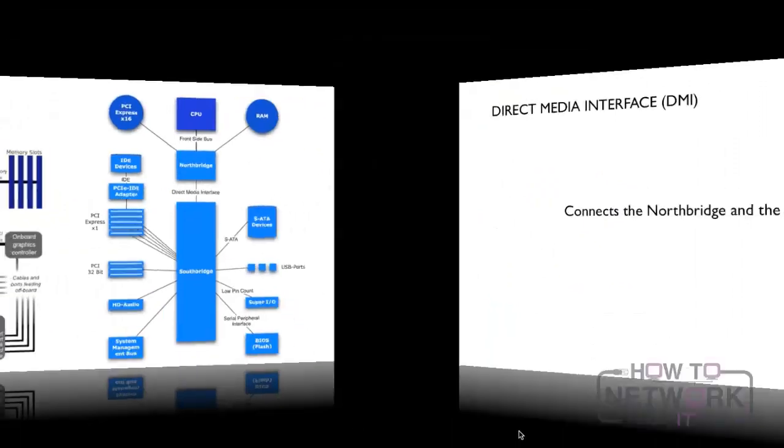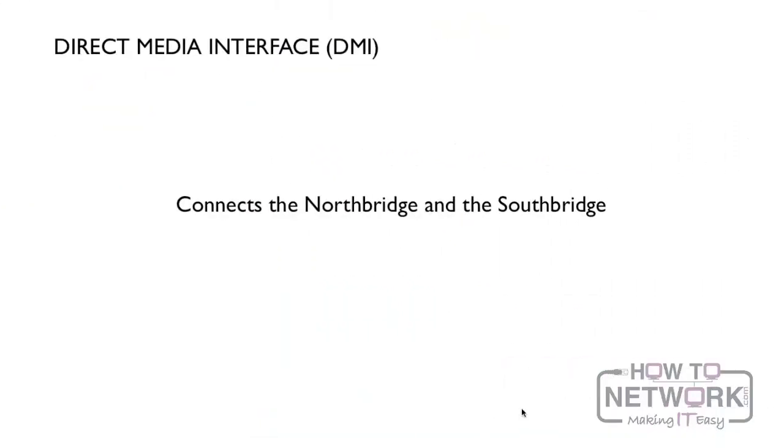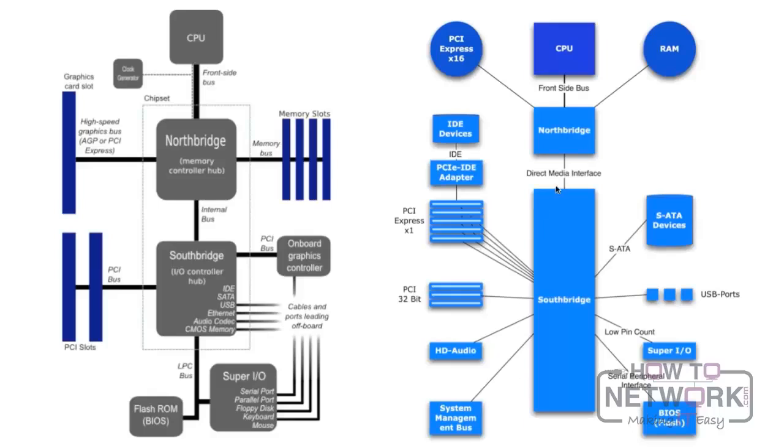The direct media interface is what connects the North Bridge and the South Bridge. So if we go back here, you see here, direct media interface. This is called the internal bus, but that's just another name for the direct media interface. This is what connects the North Bridge to the South Bridge. I just point this out so that if you see the term direct media interface on the test, you know that that's the thing that connects the North Bridge and the South Bridge together, these two main chips that control communication on our motherboard.